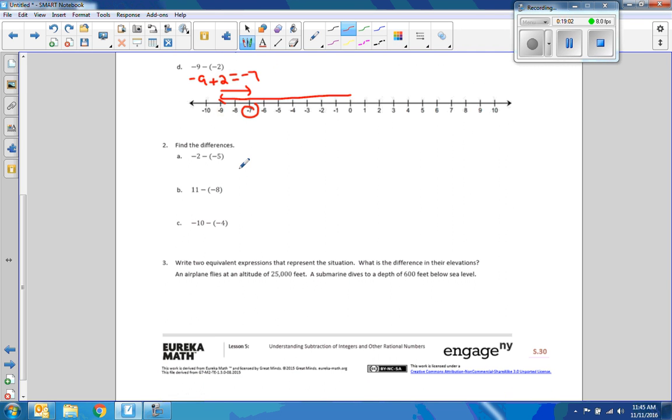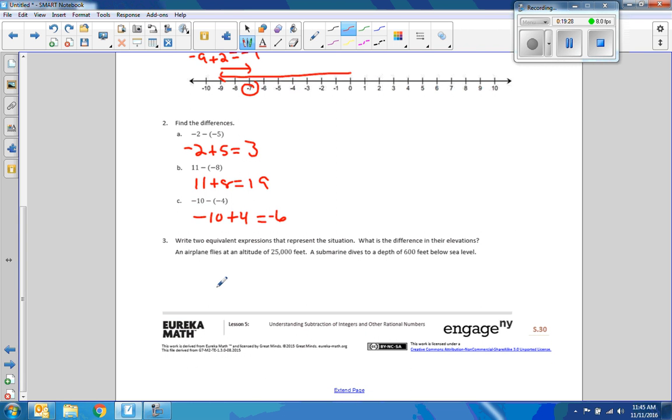Okay, finding the difference. So we're first going to turn this into negative 2 plus 5. And I won't take the time to do the model anymore. That's 3. 11 minus a negative is plus 8, which is 19. And negative 10 minus a negative is plus 4, which equals negative 6.